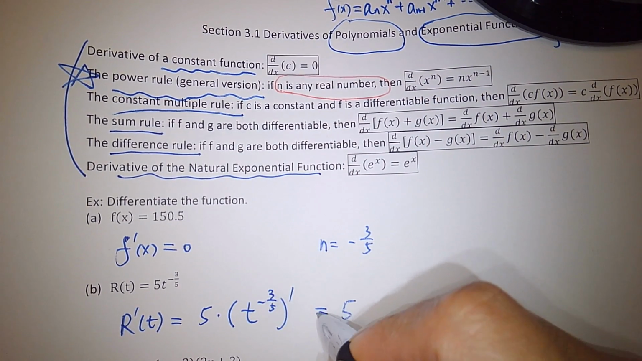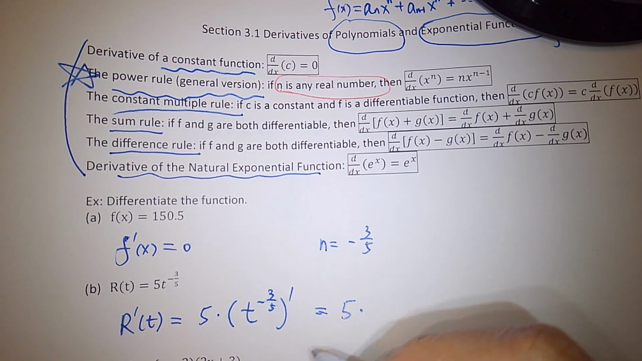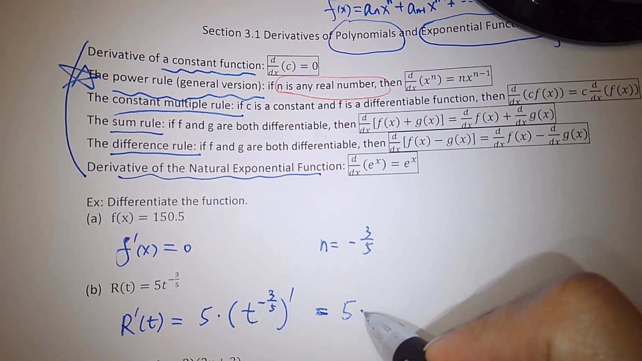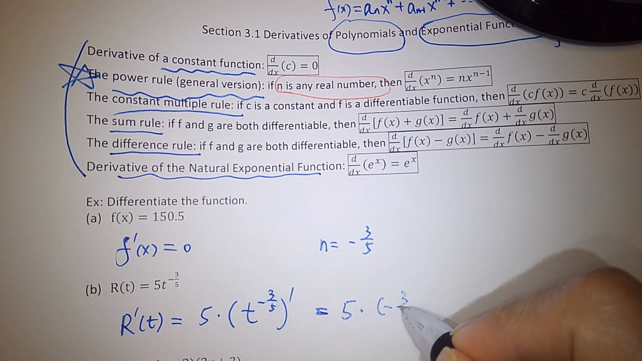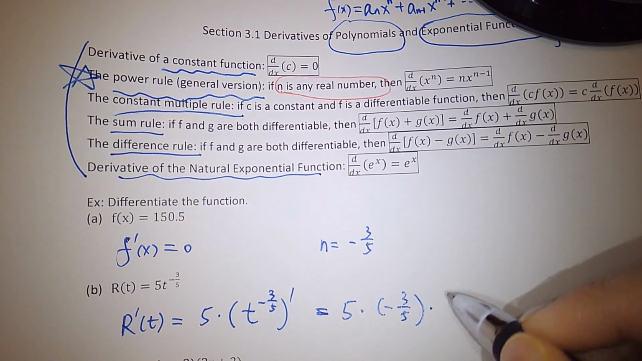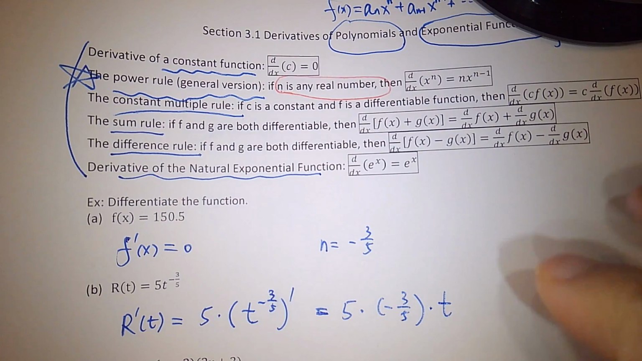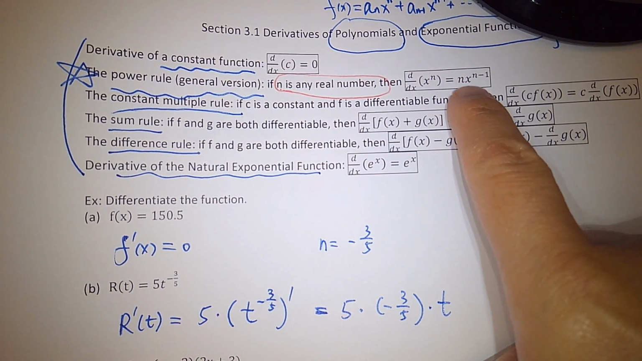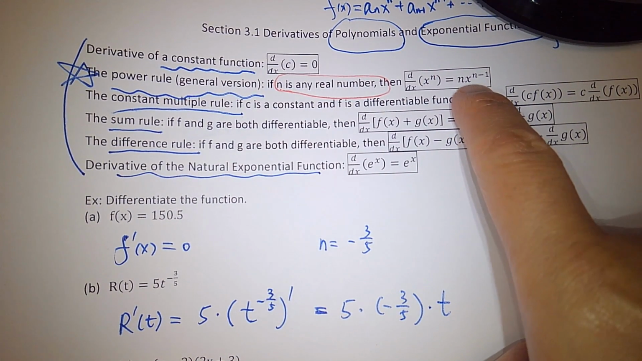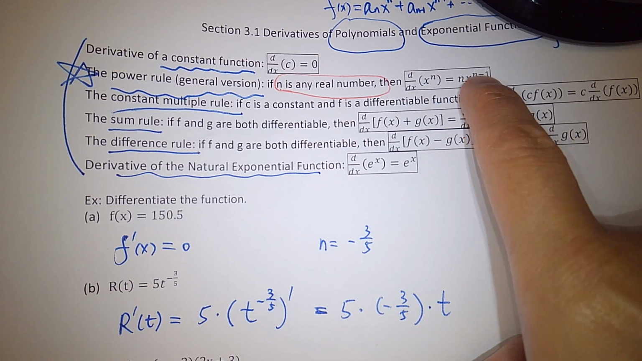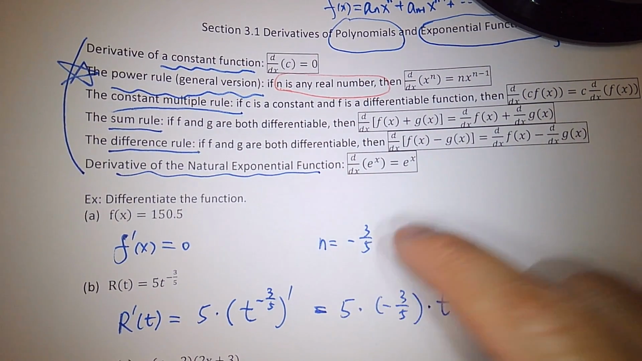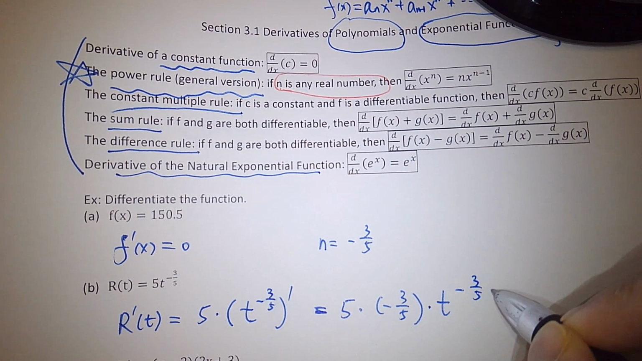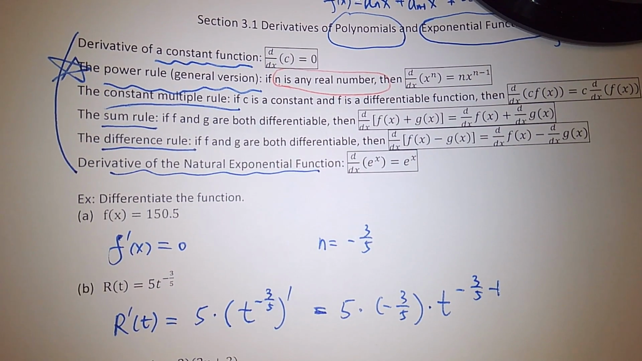I'm still going to write the 5, copied from here. Then times n. What is n? Negative 3 over 5, times t, which is our independent variable. It's the same thing as x here, to the n minus 1 power. What is n minus 1? Negative 3 over 5 minus 1, right? Yes, like this.